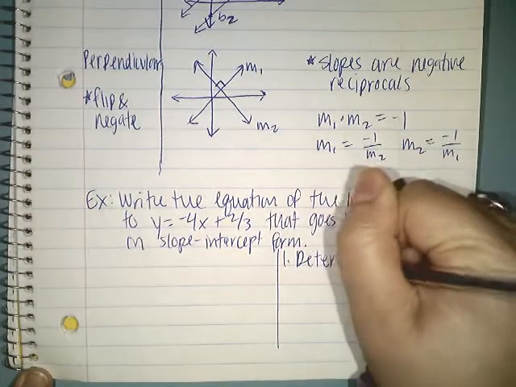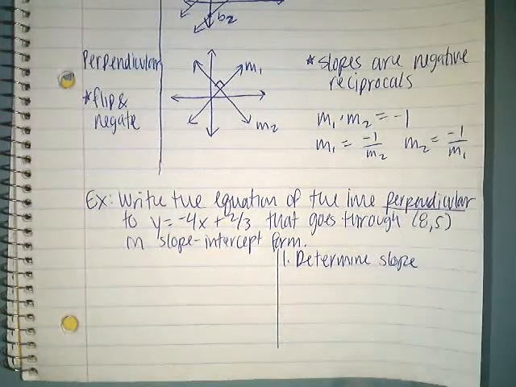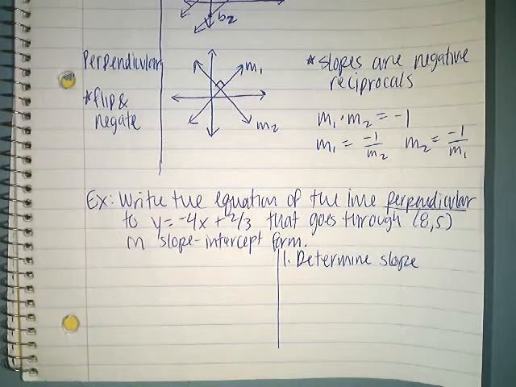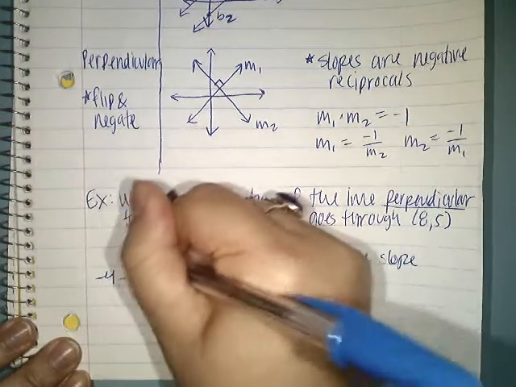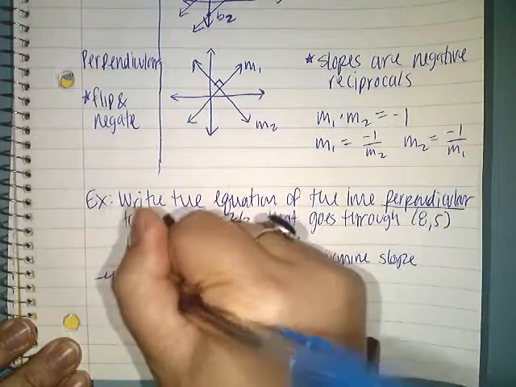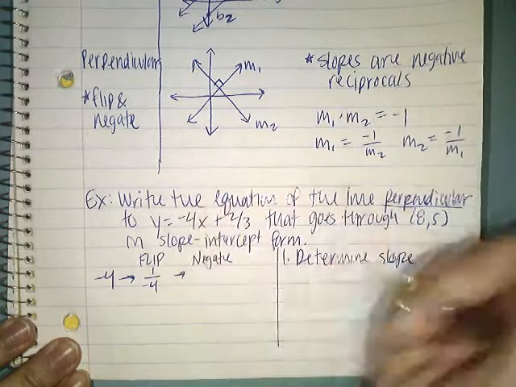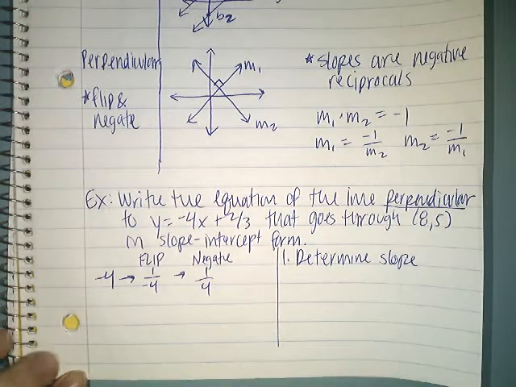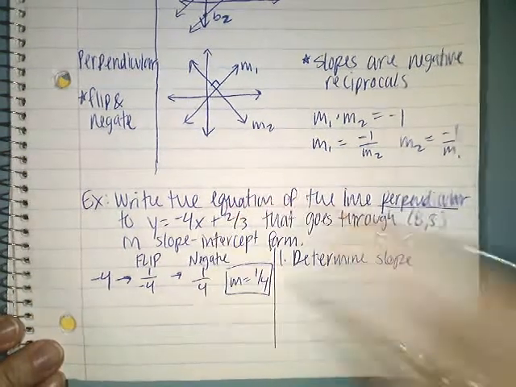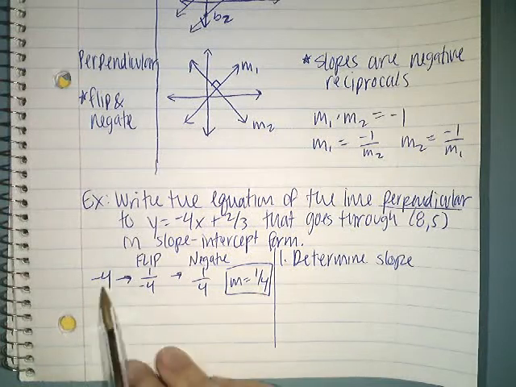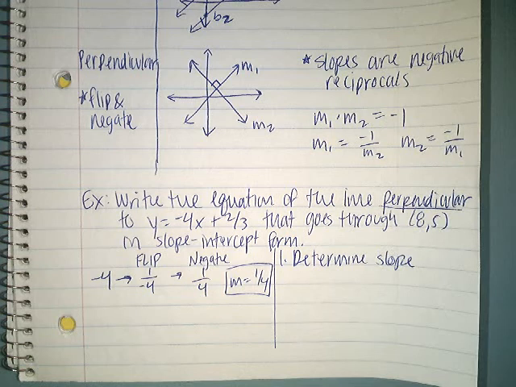So for all linear problems, we're always going to start by determining slope. So in this case, I can do that by looking at my original slope. So I have -4. I'm going to flip it. So my first step, I flip it. I have 1 over -4, and then I'm going to negate it. So I change the sign, and it becomes positive 1 over 4. So my new slope is going to be m equals 1/4. So my new slope is 1 over 4 because I flipped 4, it became 1 over 4, and then I changed the sign, so it became positive.